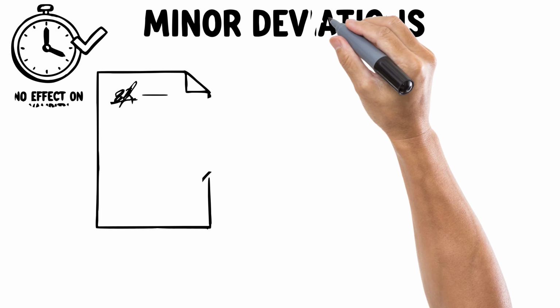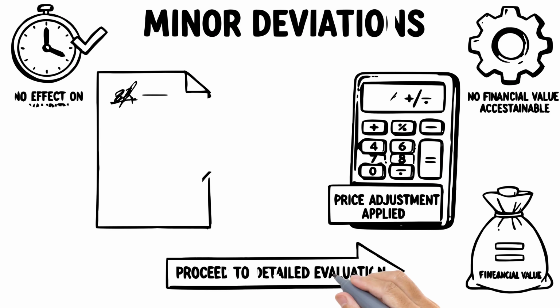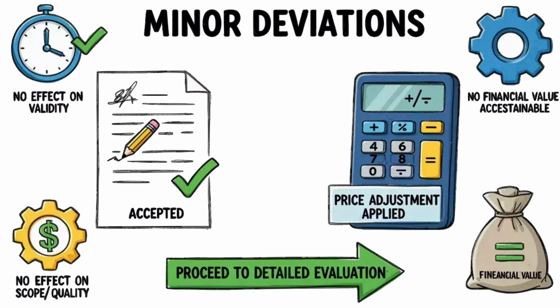Minor deviations, by contrast, do not invalidate the bid. These bids are accepted for further evaluation, but a price adjustment is applied for fair comparison. Minor deviations have no effect on bid validity or scope, and their impact is measurable in monetary terms. Critically, they are not specified in the procurement documents as grounds for rejection.